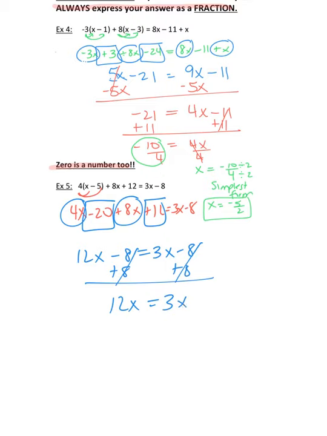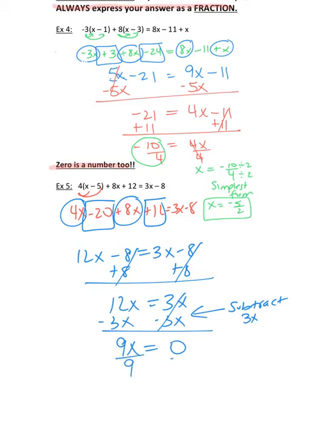And this is where you might feel like you possibly did something wrong, but you didn't. All you need to do is get your x's onto one side, and you do that by subtracting. Okay, subtract 3x on both sides, and that gives us 9x equals, and then nothing's left on the right side, but we write a number. If nothing's left, we write the number 0. And to isolate x, you would divide by 9.